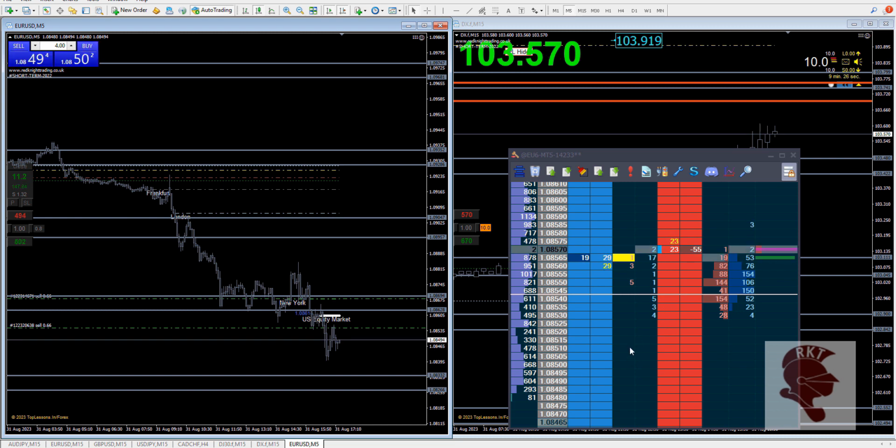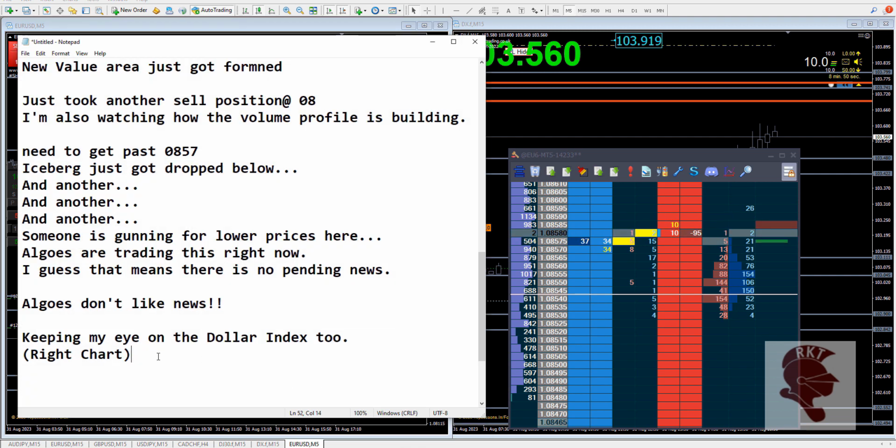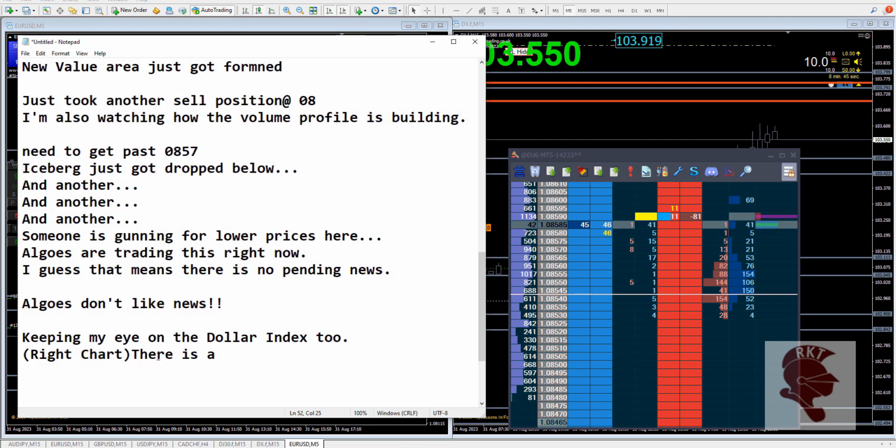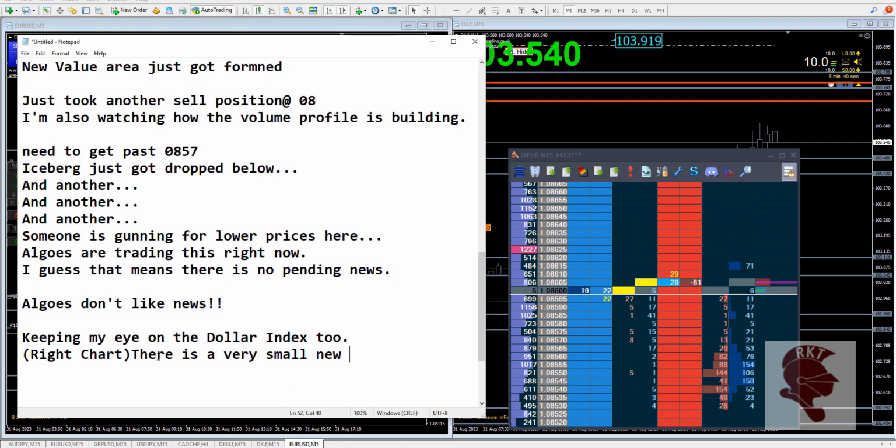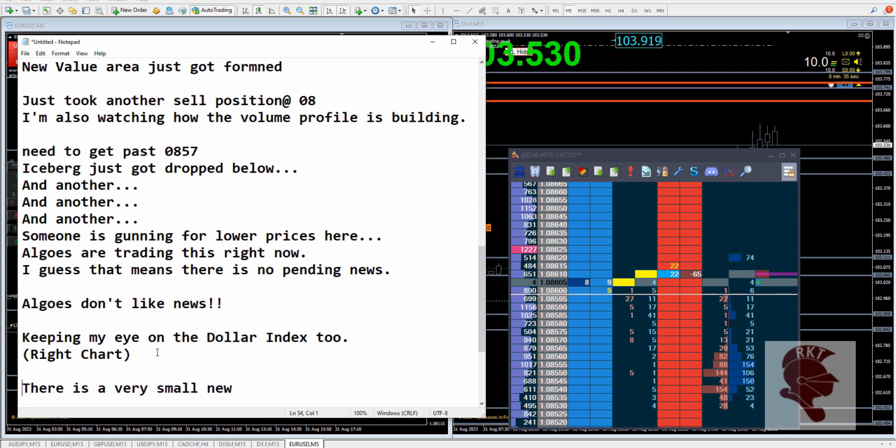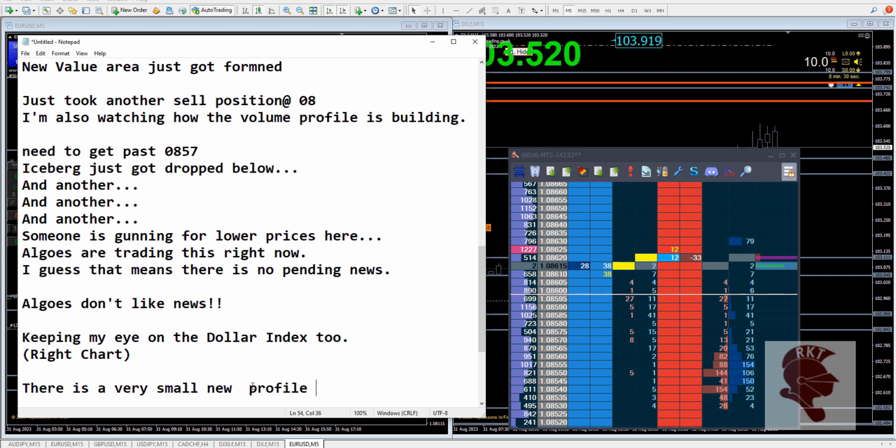That's 57 on the futures, by the way. The DOM is representing the futures. On the left hand side, that's a spot market, so there is a difference in price of probably about 3 pips. And as I say, on the right hand side, that's a dollar index behind.